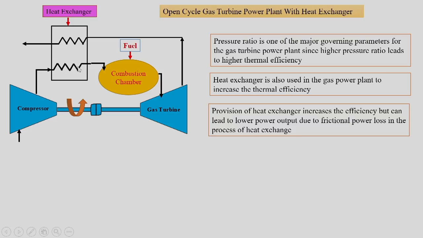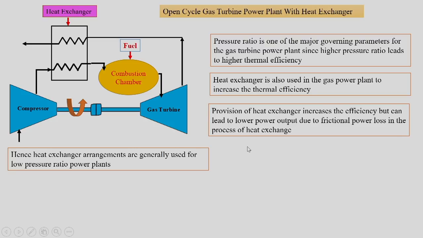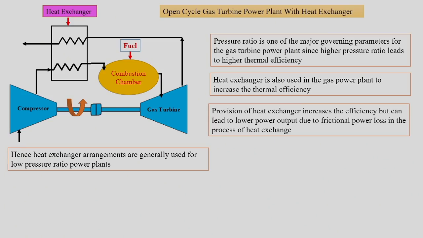In this process of heat transfer, there is a pressure loss due to friction. This frictional pressure loss leads to a lower work output of the gas turbine power plant due to frictional power loss, and this puts a limit on the use of the heat exchanger for the gas turbine power plant. This frictional loss would make us use the heat exchanger based power plant only for low pressure ratio gas turbines.